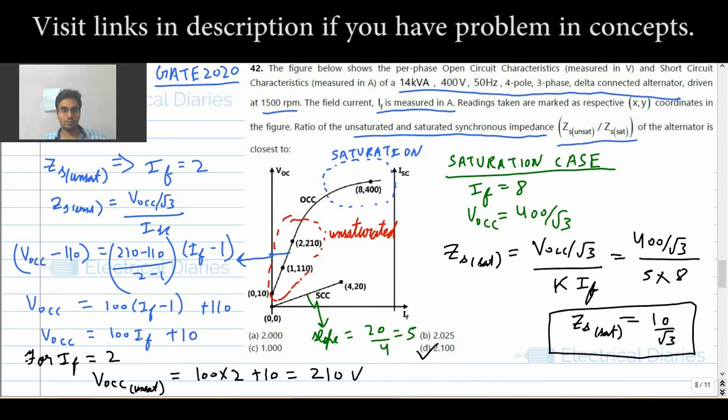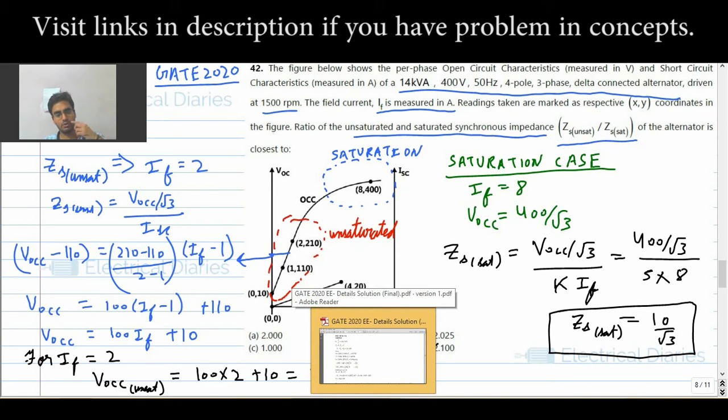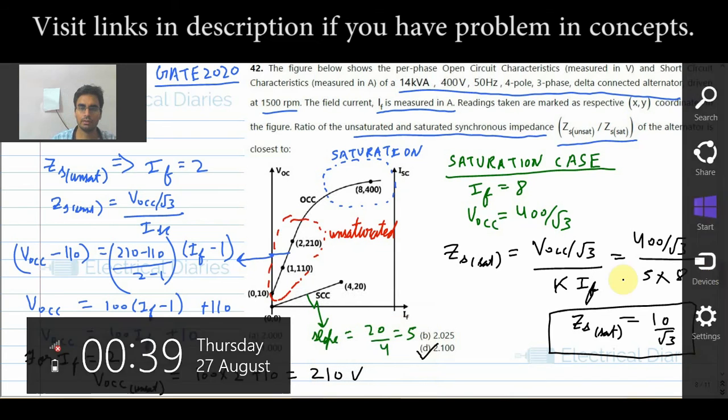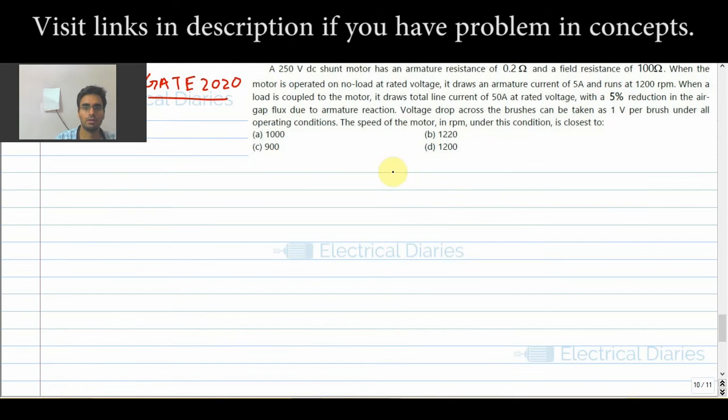So that is how this question is solved. You just have to remember the basic concepts of ZS saturated and ZS unsaturated, and if you don't know, then you can visit the links in the description. Okay, so let us move to the next question.